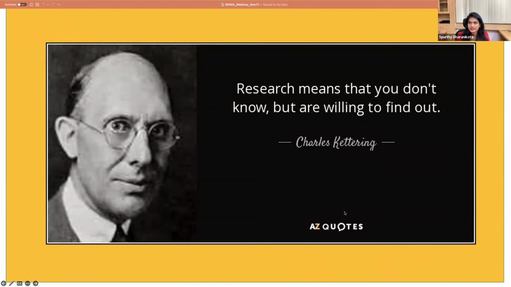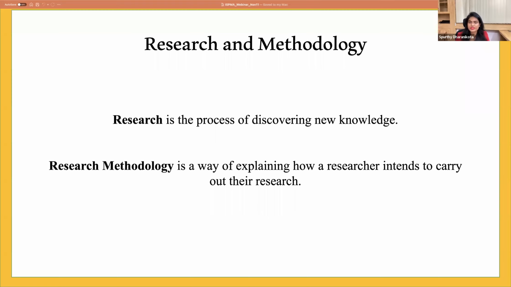Charles Kettering, an American inventor, said this about research. He said that research means that you don't know, but you're willing to find out. So he is someone who has close to 186 patents, and this is his view. So what is research and what is a research methodology? So research is a process of discovering new knowledge. It informs action, right? Any action that is data-driven and is scientific. So research gives us an opportunity to understand what's going wrong with your problem or what can be done to solve your problem, right? So that's how important research is to any activity.